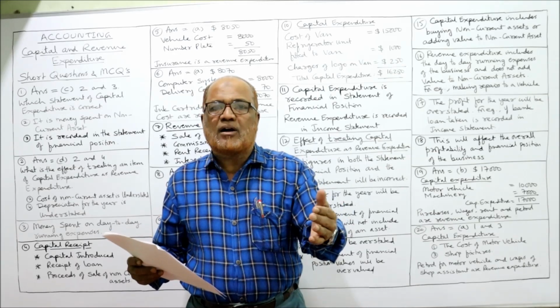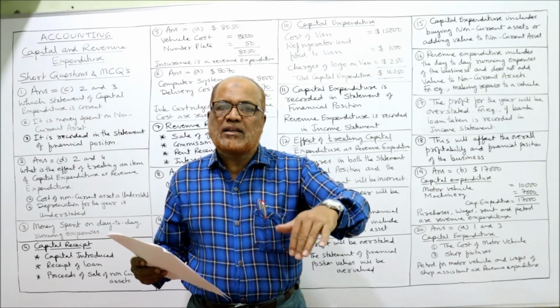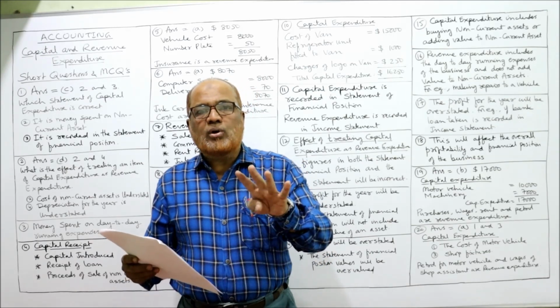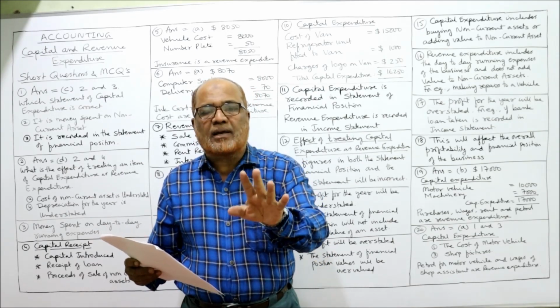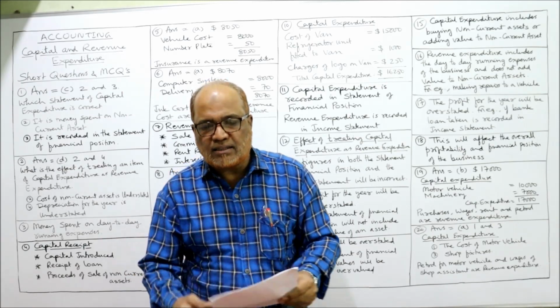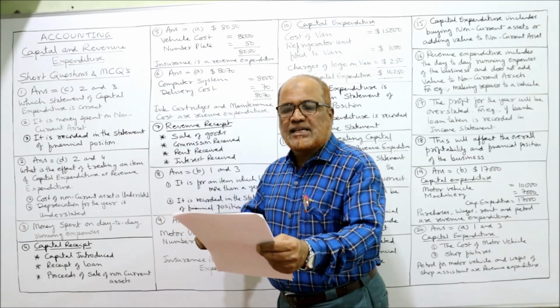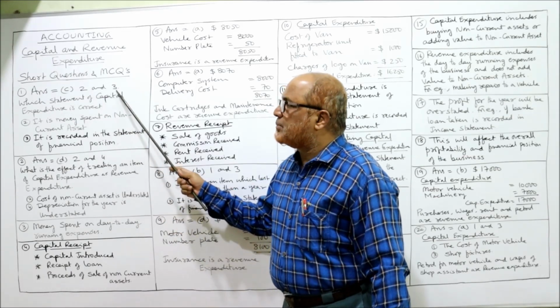Example, repairs incurred on a motor vehicle. Shall we add the repairs to the motor vehicle? No. So this is a revenue expenditure. So out of four points, two statements are correct, the second and third. You can see the answer here. C is the answer. The second and third statements are right.